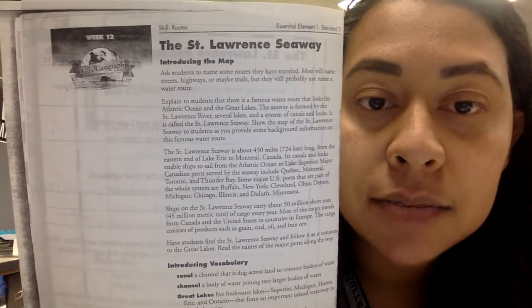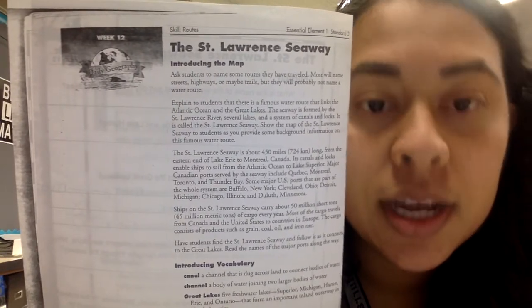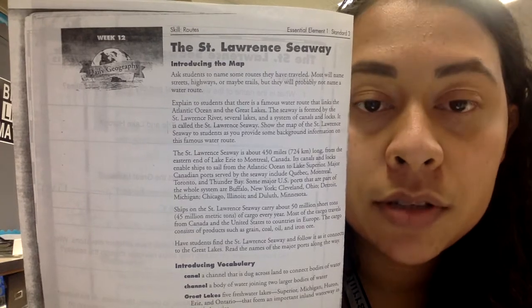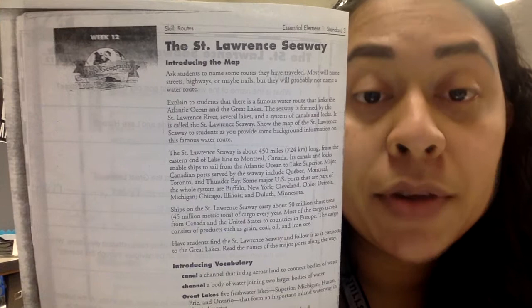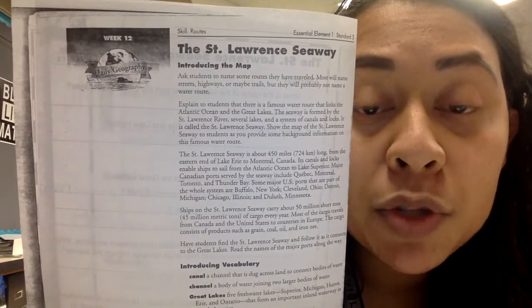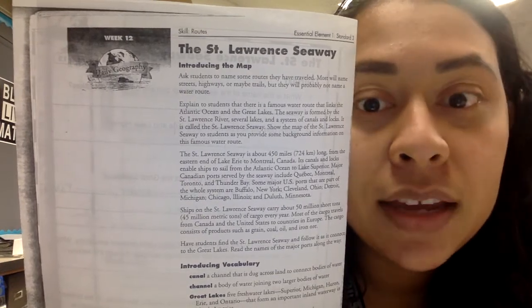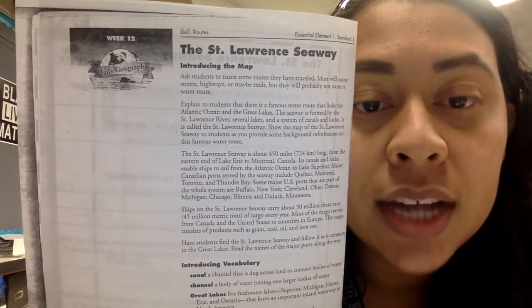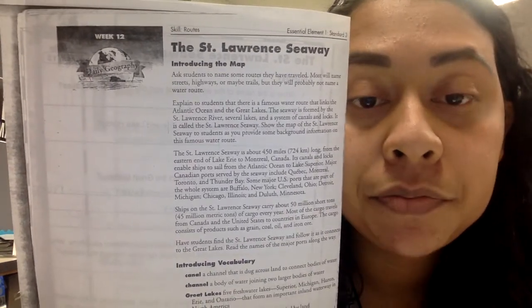Ask students to name some routes they have traveled. Most will name streets, highways, or maybe trails, but they will probably not name a water route. So we're thinking about water routes. Explain to students that there is a famous water route that links the Atlantic Ocean and the Great Lakes. The Great Lakes are in Michigan.